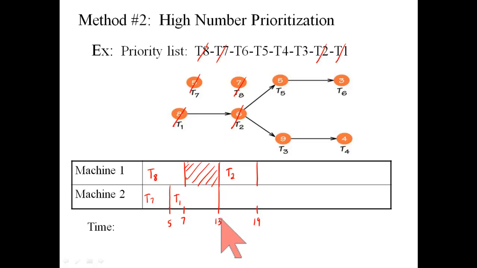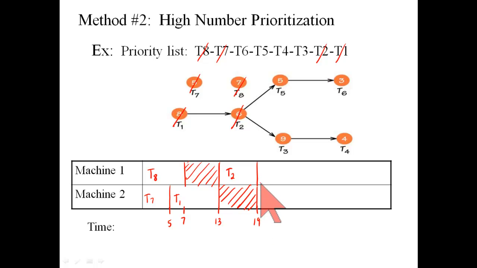Meanwhile, machine 2 says, give me something to do. I go back to the priority list. 6 is not ready to be done, nor 5, nor 4, nor 3, because task 2 is still being worked on. So machine number 2 now has nothing to do but idle. At time 19, task 2 is finished. Again, both machines are ready to do something.